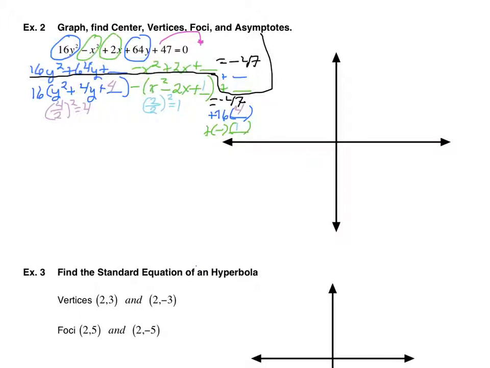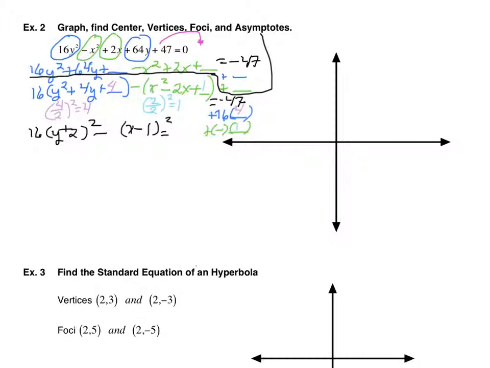So we've got 16 with a squared binomial. Take the square root of your bookends, so y and 2. And then the sign of your middle term becomes the sign in your binomial. Because our middle term is positive, we have a plus 2 in there. Then minus a squared binomial. So take the square root of your bookends, x and 1. And because the sign of our middle term this time is negative, put a negative down here in the binomial.